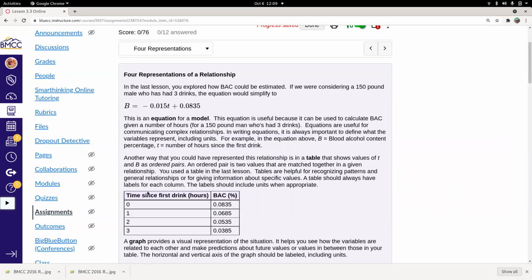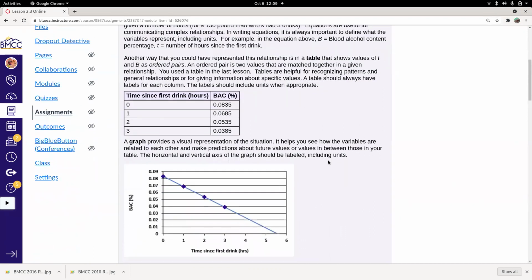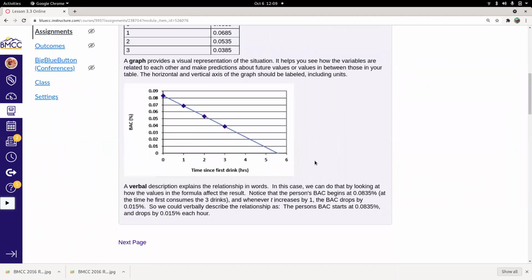And then we calculated down here a table, 0, 1, 2, 3 drinks. What's their BAC look like over time? And we can see if we graph those points, they line up quite nicely. And so we played around with graphing those in the lesson before. So this is just a similar example reviewing what we did before. And we'll look at another one in just a moment.